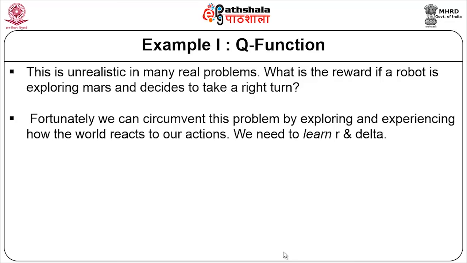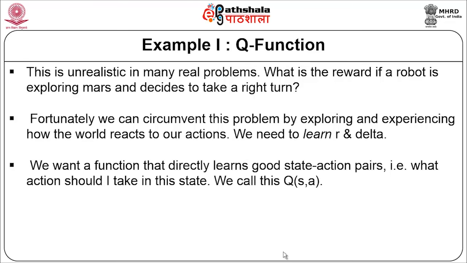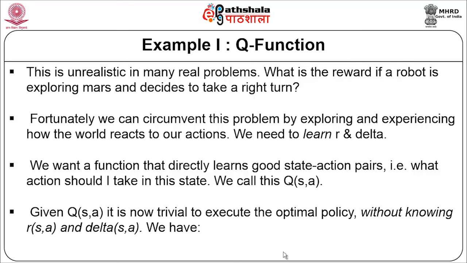Fortunately, we can circumvent this problem by exploring and experiencing how the world reacts to our actions. We need to learn R and delta. We want a function that directly learns good state-action pairs, that is the Q. What action should I take in this state? We call this Q(s,a). Given Q(s,a), it is trivial to execute the optimal policy without knowing R(s,a) and delta(s,a).